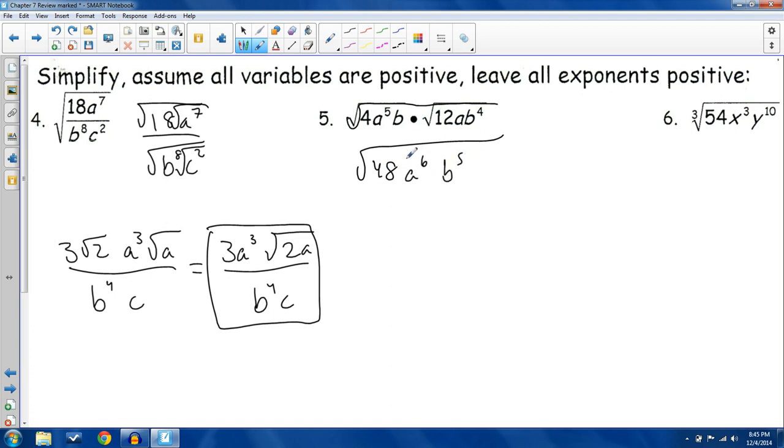Square root of 48, I can do 24. Let's see here. 4 can come out of that. 2 root 12 and another 4. Oh, 16. 4 root 3.